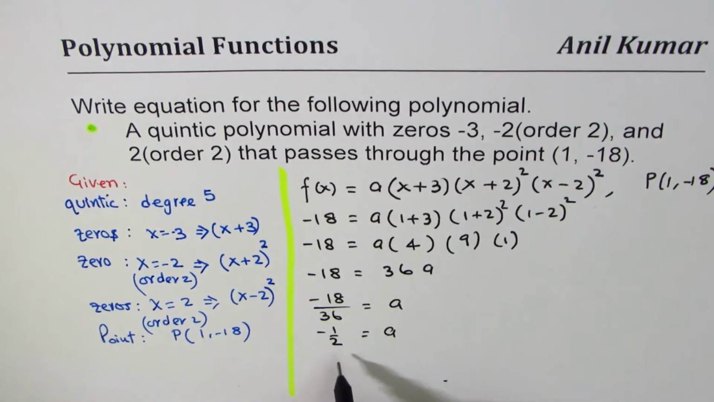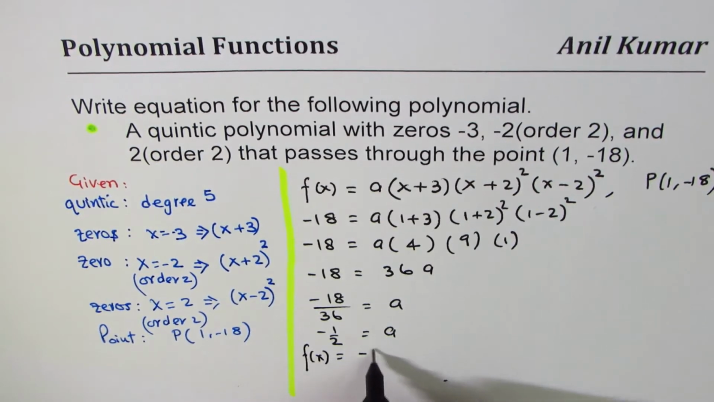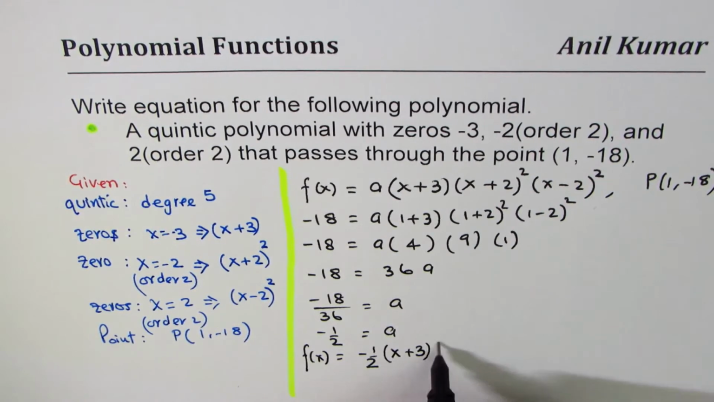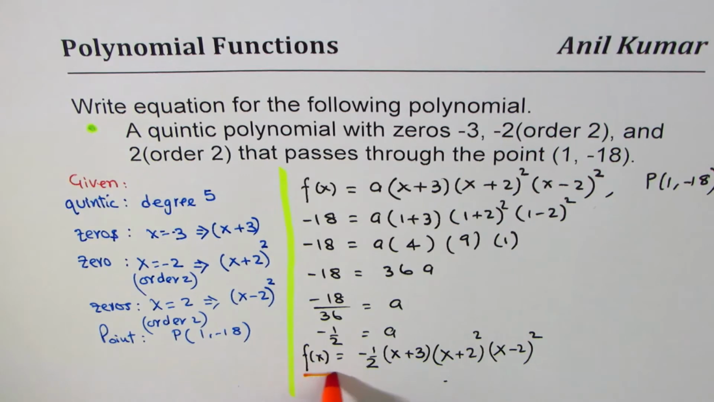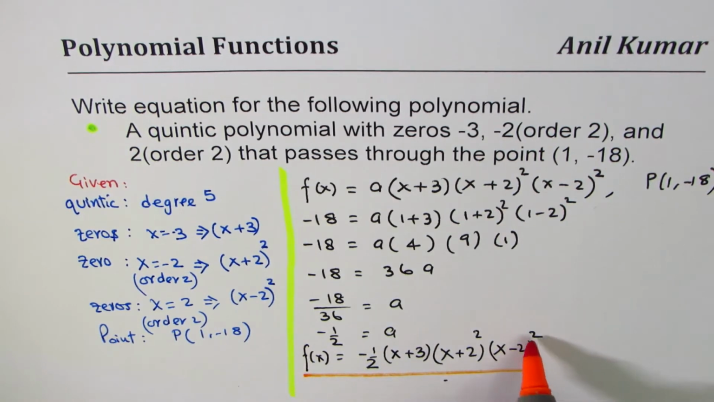Now since a is minus half, we could write the function f of x as equals minus half times (x plus 3) times (x plus 2) whole square times (x minus 2) whole square. So that's the polynomial function. Quintic, degree 5: 2 plus 2, 4, and 1, 5, which represents the given condition, correct?